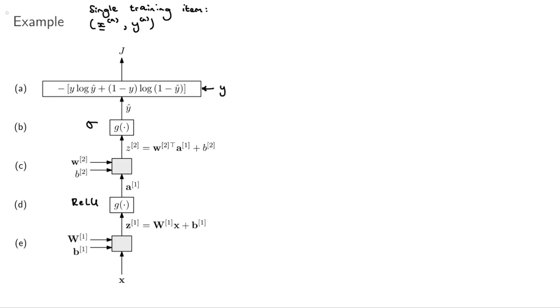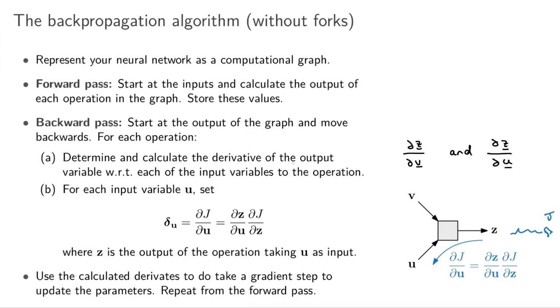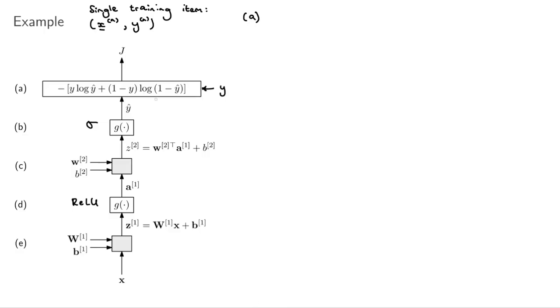So what happens is we start at the output of our model, and we go backwards through the model. I guess that's what backprop says. So let's start at this. I'm just going to denote this as A. We look at this operation A here. So A: determine and calculate the derivative of the output with respect to each of the input variables. Now this operation has y hat and y as the input variables. You'll see in a second you don't need to calculate the derivative of the y variable, but we do need the partial derivative of the loss with respect to y hat.